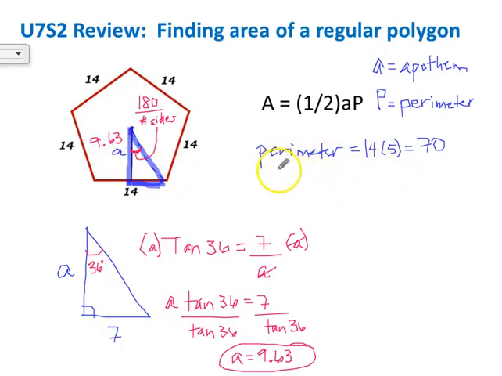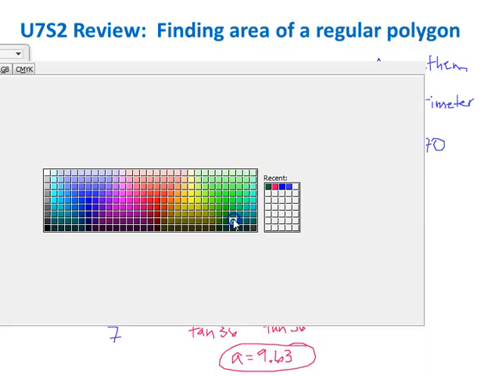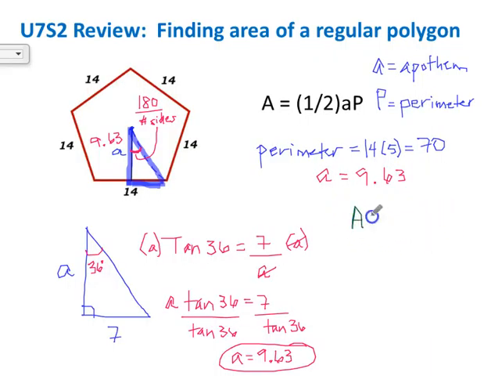So I have just found that the apothem is 9.63. I have the perimeter, and now I have the apothem, so I'm ready to plug all those values into the formula for area. Area equals 1/2 apothem times perimeter. The apothem is 9.63 and the perimeter is 70. Go ahead and type this in your calculator. Check to make sure you know how to enter this correctly, so that you know how to do it when you go to do one of the graded assignments or the quiz.